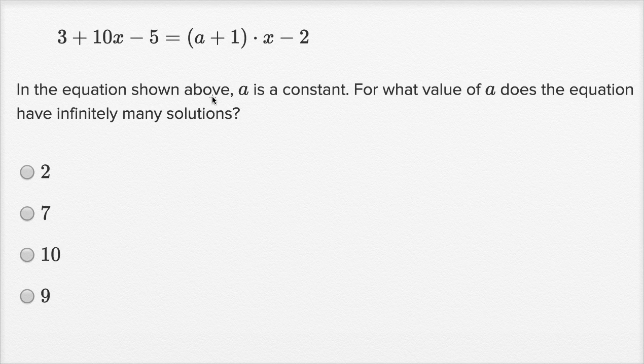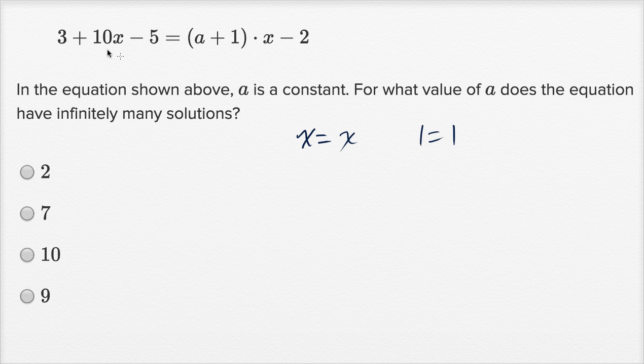In the equation shown above, a is a constant. For what value of a does the equation have infinitely many solutions? So you end up with infinitely many solutions if your equation simplifies to something like x is equal to x, or 1 is equal to 1. Something that's going to be true for any x that you pick.